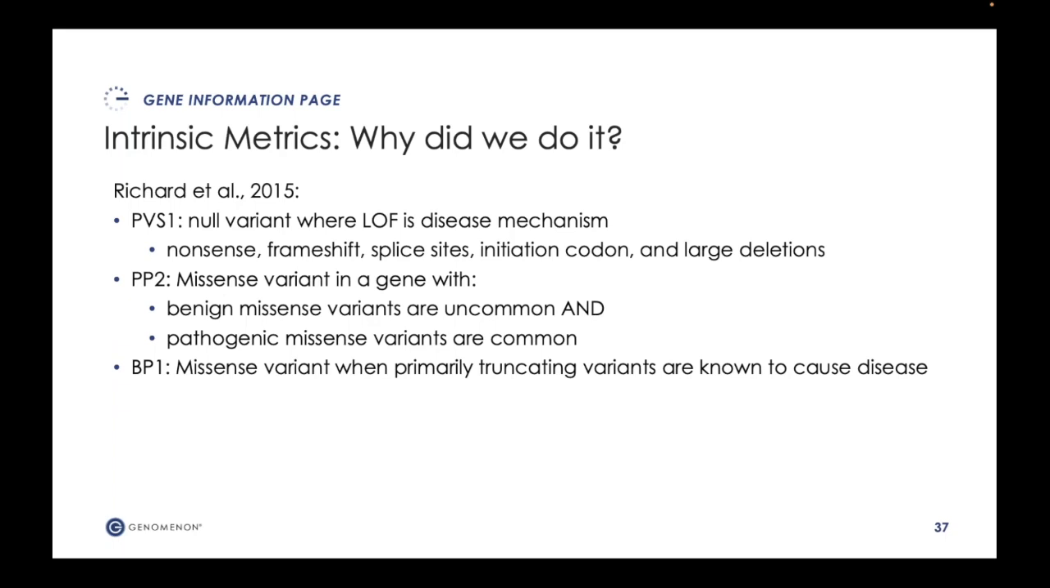This data in Mastermind 3.0 was really founded on the need first published in 2015 in the classic Richards et al. paper, where they describe these 3 intrinsic criteria, PVS1, PP2, and BP1. Very quickly, PVS1 is often applied to null variants where loss of function is the disease mechanism. This includes nonsense, frameshift, and splice sites, in addition to others. There's PP2, which is applied to missense variants in a gene where benign missense variants are uncommon, as well as pathogenic missense being a common mechanism of disease. And lastly, there's BP1, which is applied to missense variants when primarily truncating variants are known to cause disease for that particular gene-disease relationship. Next slide.